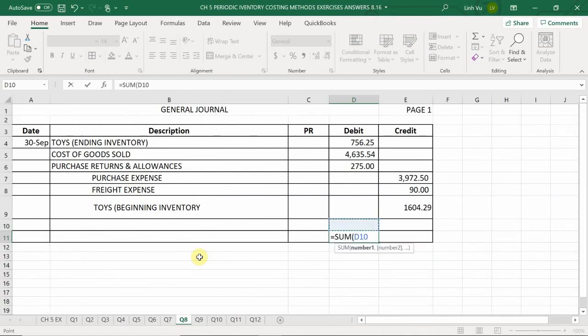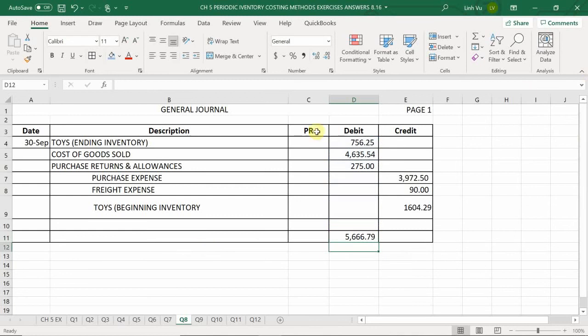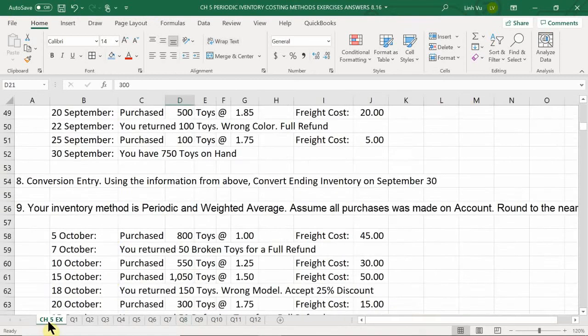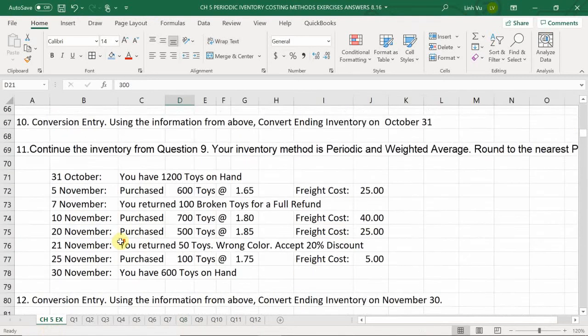Good. So just to double check your work here, I got 5,666.79 on the left, and I got 5,666.79 on the right. Okay. Awesome. All right, let's carry on in the next 20 minutes to do the next scenario here.